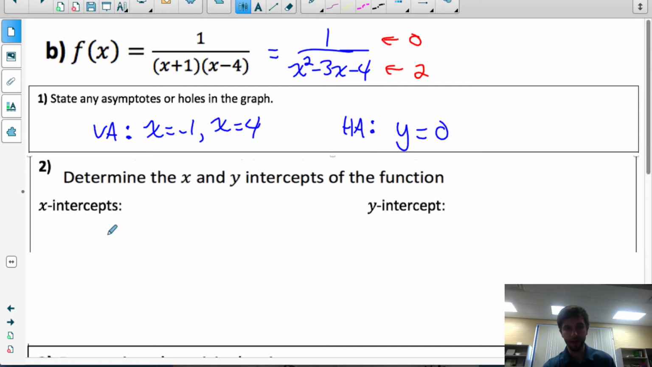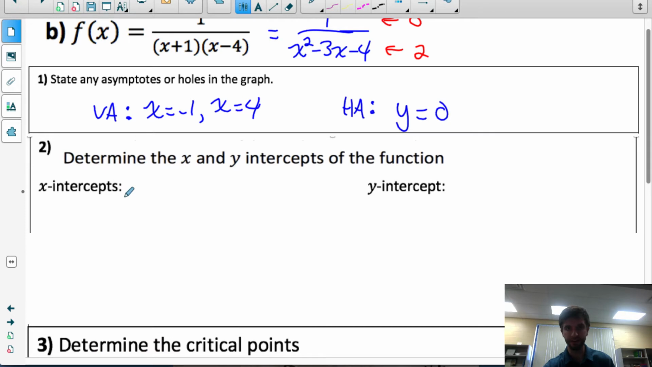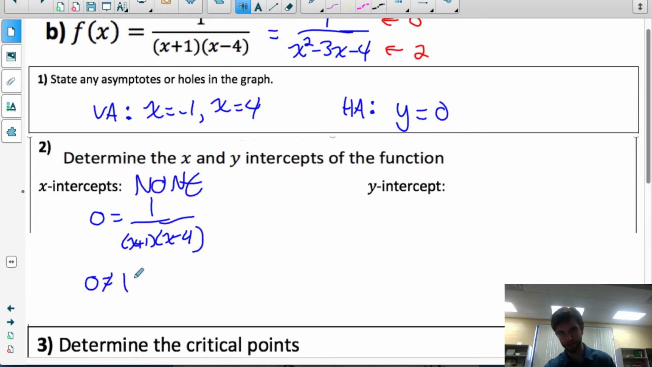Step 2, what we're going to do now is find the x and y-intercepts of this function. So an x-intercept is any x value that has a y-coordinate of 0. So if I were to set this to 0 and solve, you would see quickly that it's not possible. Right? How can a fraction be equal to 0? Well, only if the numerator was 0. So how can 0 equal 1? Well, that's not possible. There are no x-intercepts.